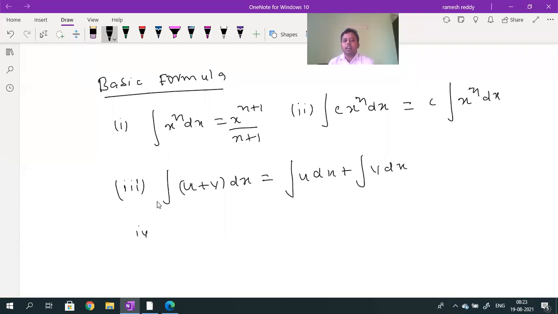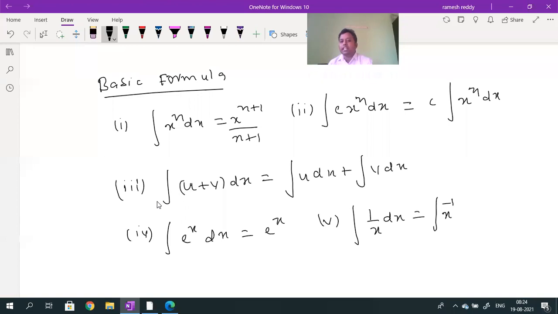And one more, the fourth formula I have written: integration of e power x into dx. E power x integration value will be equal to e power x only. And the fifth formula I have written: integration of 1 by x into dx, which can also be written as integration of x power minus 1 into dx, is equal to log x.